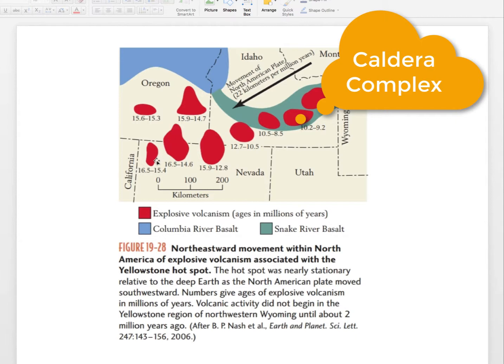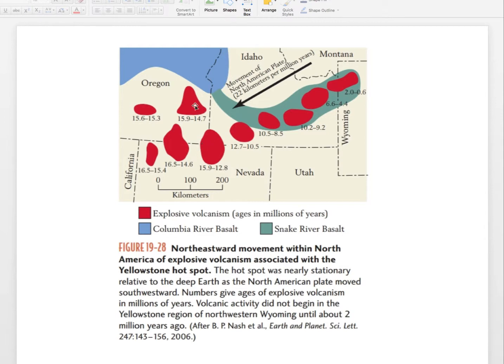And so you can see, if we look at the ages, we're looking at 16 million years here, 15 million years, 14 million years, 12, 10, 8, 6, 2, 600,000 years.